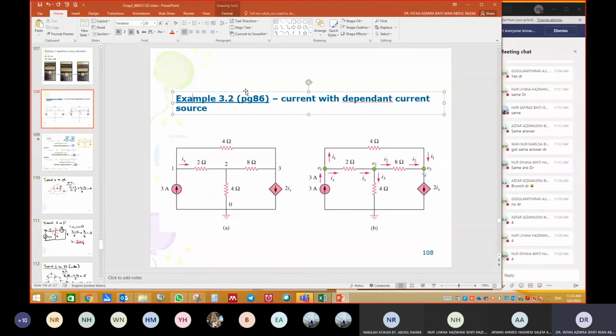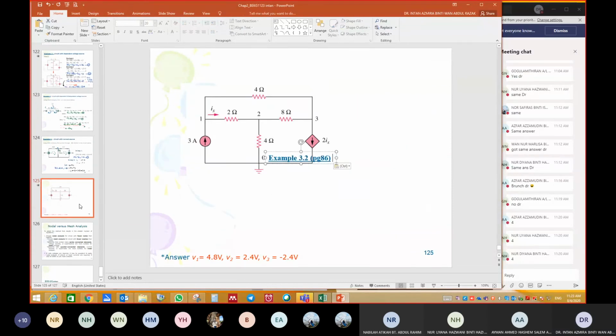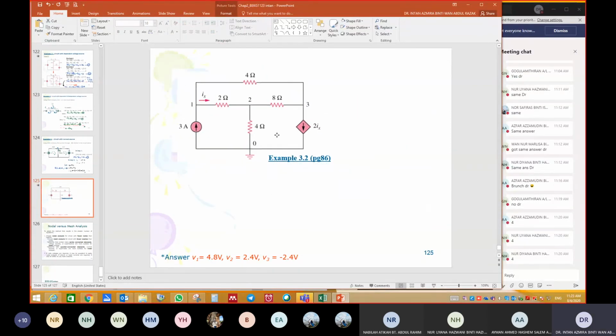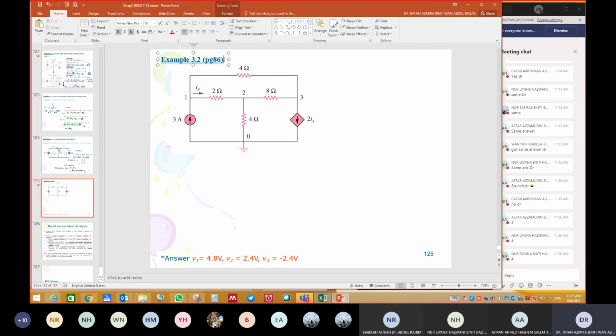This is example 2.3.2, page 68. Okay, so let's try what to find. Okay, so now use nodal and use mesh analysis to find, let's say, to find V2. Okay, to find V2.